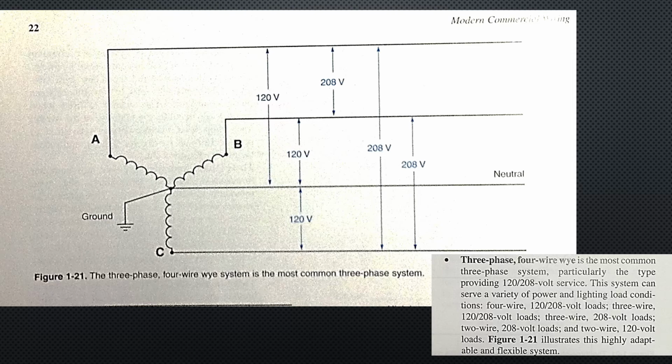Third, the 3-phase 4-wire Y is the most common 3-phase system, particularly the type providing 120/208 volt service. This system can serve a variety of power and lighting load conditions: 4-wire 120/208 volt loads, 3-wire 120/208 volt loads, 3-wire 208 volt loads, 2-wire 208 volt loads, and 2-wire 120 volt loads. Figure 1-21 illustrates this highly adaptable and flexible system.